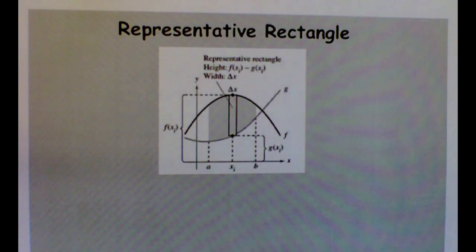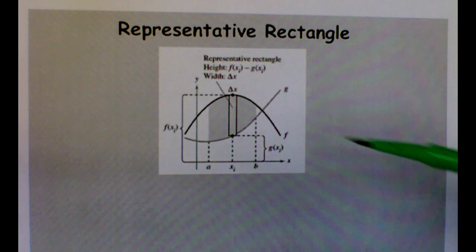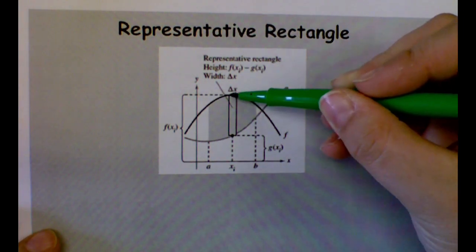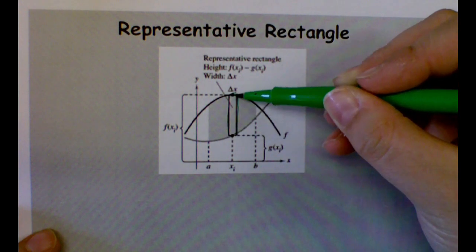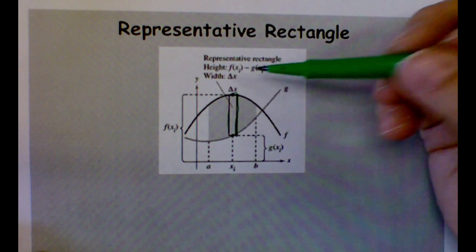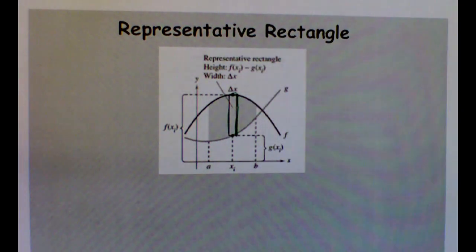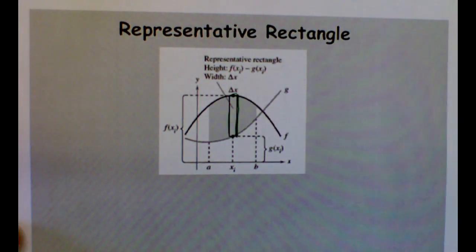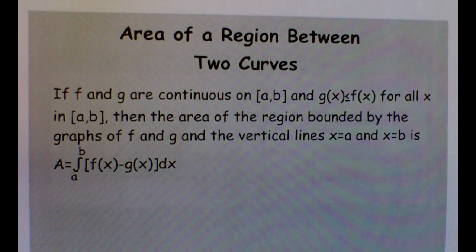We also talk about a representative rectangle. A representative rectangle is essentially just a rectangle that we're going to make super, super small. And we're going to think about it for the area. Delta x will be very, very small. The height of it, though, will be the top function's value minus the bottom function's value. That's f of x minus g of x, whatever that x is. And we add up all the areas of those little rectangles until we get to the area.